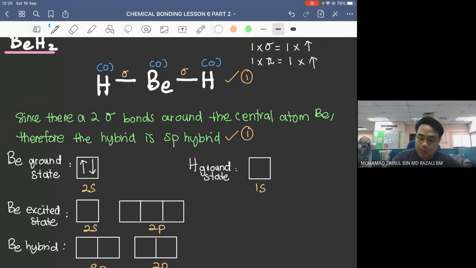Okay, so kalau awak tengok beryllium ini akan ada 2 sigma bond, maknanya beryllium itu perlu contribute 2 elektron with a single pair elektron, maknanya elektron yang tak dipair. Sebab kalau elektron tu dah berpasangan, dia tak boleh form bond. So kita kena jadikan dia sebagai elektron yang tak ada pasangan. Dan hidrogen ini akan contribute satu elektron. So kalau awak tengok around the beryllium ada 2 sigma bond, so maknanya awak akan expect akan ada 2 single pair elektron.